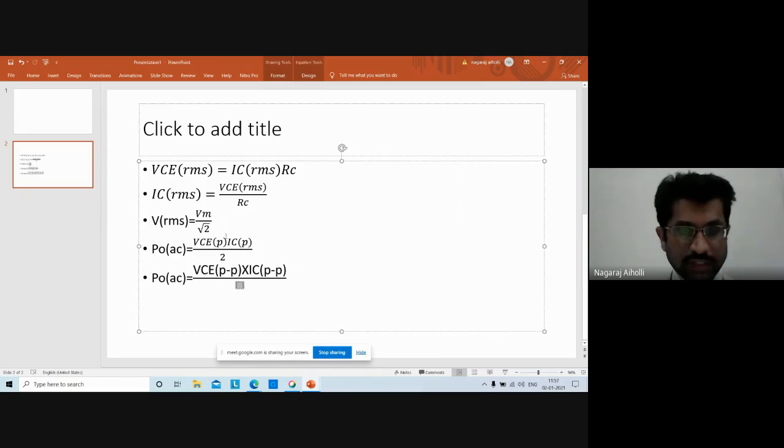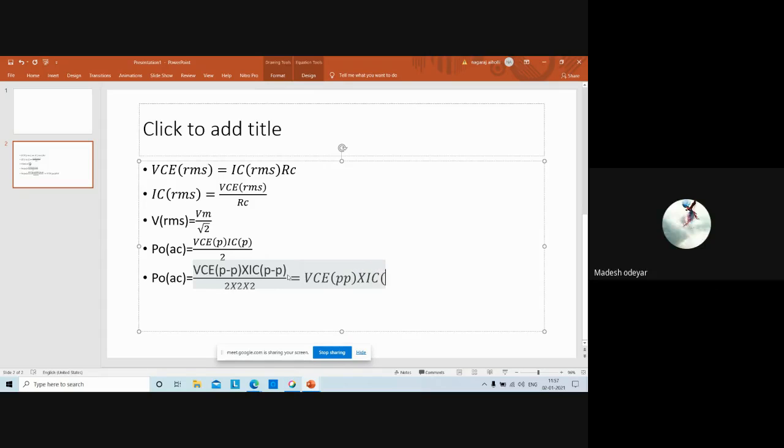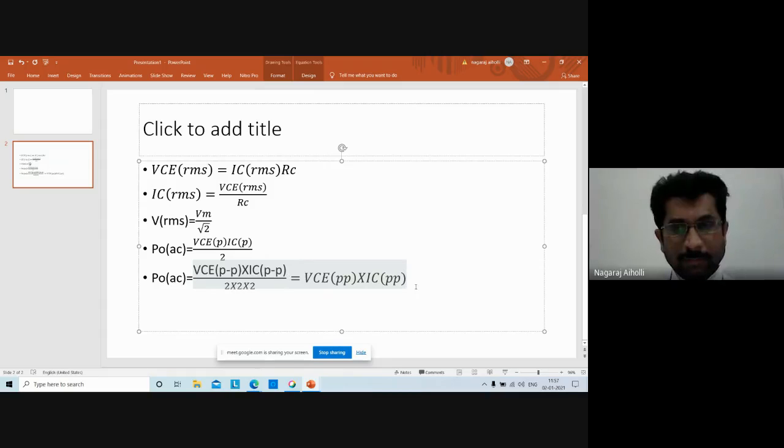So we are dividing 2 times. One is VCE peak to peak divided by 2 and IC peak to peak divided by 2. So in the denominator, what do we get here? 2 into 2, the 2 that is already there multiplied by this 2. So what will the equation be? VCE peak to peak into IC peak to peak, divided by 8. Any problem there?